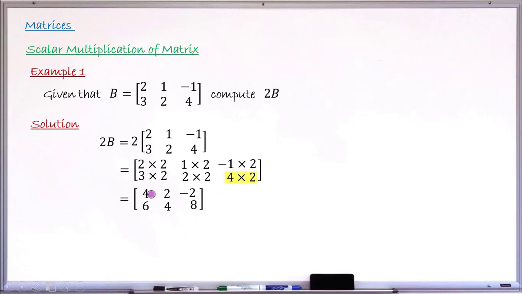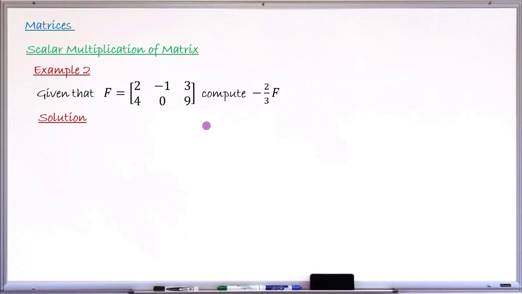If you look at these entries, each one is nothing but the product of the entry in the corresponding position in the original matrix by this scalar. So each entry you now take is just the product of the corresponding entry by the scalar number. Let me move and take another example.